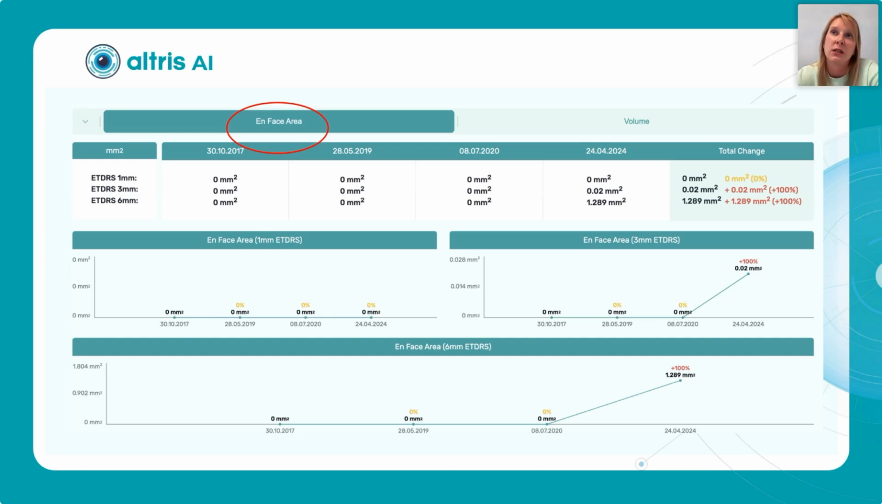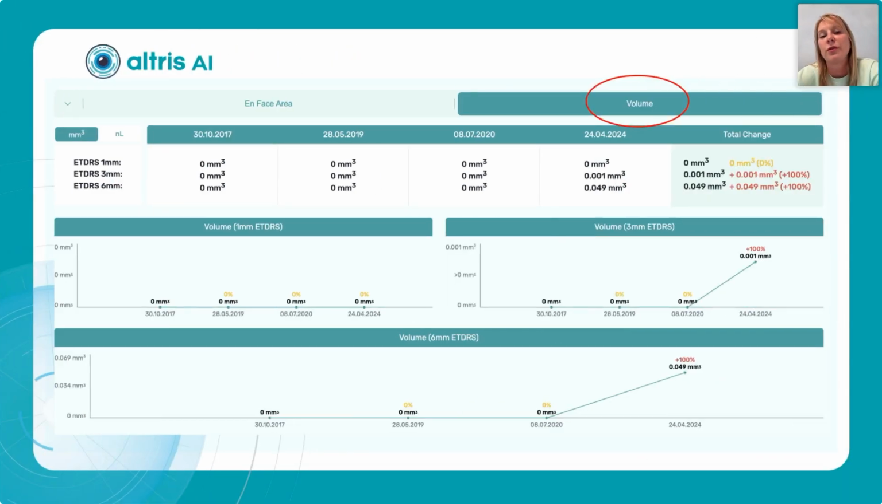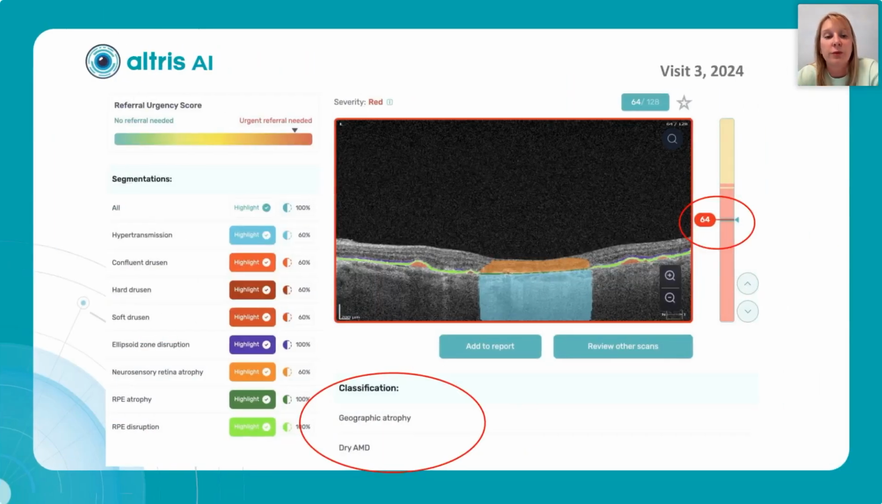But what Altris can also do, except measurements of area, is measure the volume of fluids. And what we can see here is that the fluid was absent during the first, second, and third visit. And when she came to us in 2024, we can see that the fluid is here, and we can calculate the volume of this fluid in nanoliters.